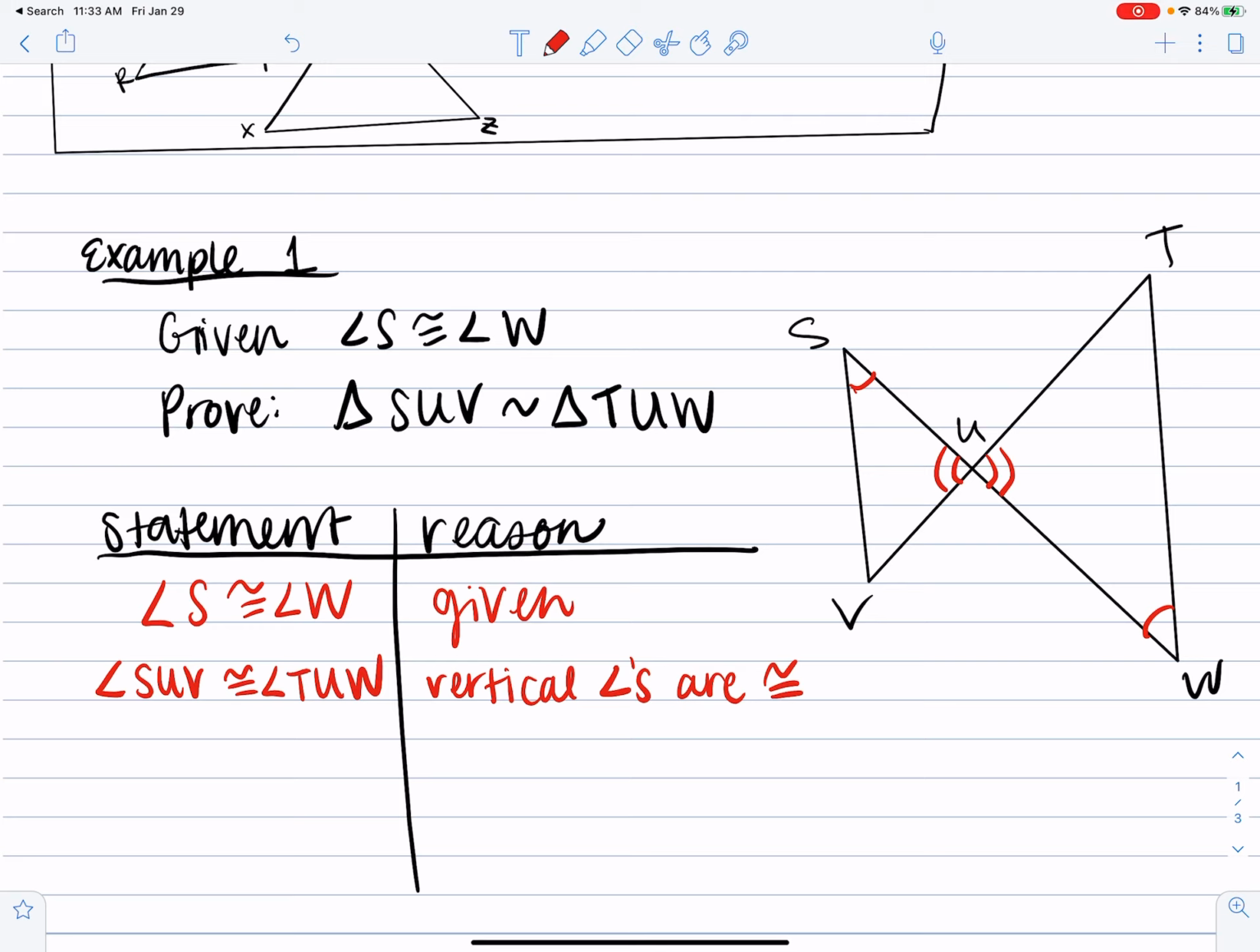Okay, so now that we have two sets of angles that are congruent, we can say that triangle SUV is similar to TUW by angle similarity. So you can say the two triangles are similar to each other. If you put congruent over here, it's wrong. So make sure you put similar.